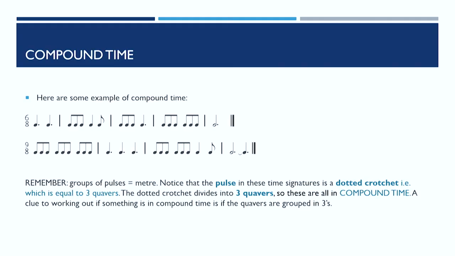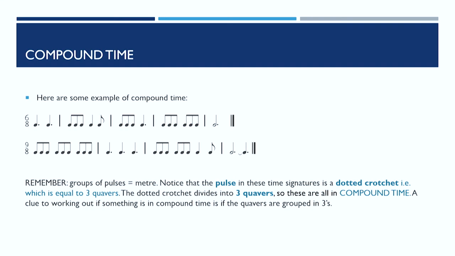Now, we're going to go into compound time in the next slide. This is where a lot of students start to get confused. If we look at the time signature of the first example, it says 6 at the top and 8 at the bottom. The 8 at the bottom tells us that we are working with quavers. Remember, the 4 told us that we were working with crotchet. The 8 tells us that we're working with quavers. The 6 tells us that there are 6 quavers in the bar.